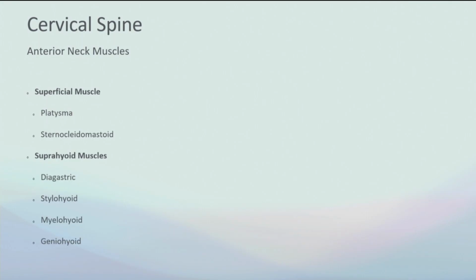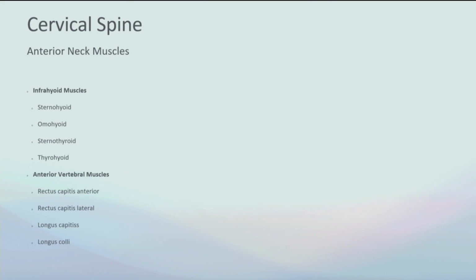So these are the anterior neck muscles: the platysma, sternomastoid. Then we have the suprahyoids: digastric, stylohyoid, mylohyoid, geniohyoid. And then we have the infrahyoids: sternohyoid, sternothyroid, thyrohyoid. And then we have the anterior vertebral muscles: the rectus capitis anterior, rectus capitis lateralis, longus capitis, and longus colli. So these are the anterior muscles. Any of them can be a pain generator.